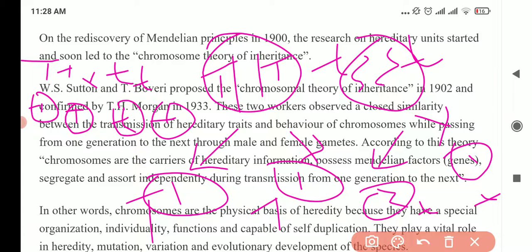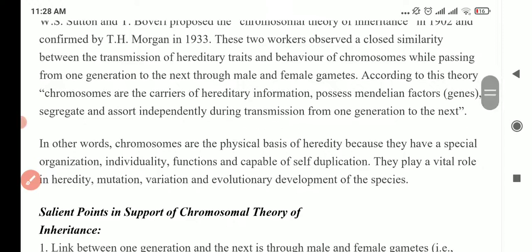So we are seeing that exactly like Mendel predicted, the chromosomes also behave that way. So that's easy enough to understand, no? Okay.